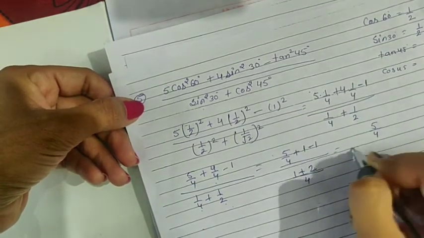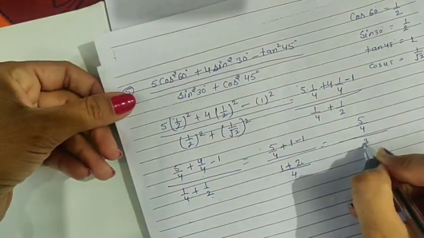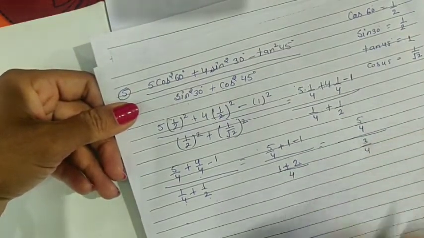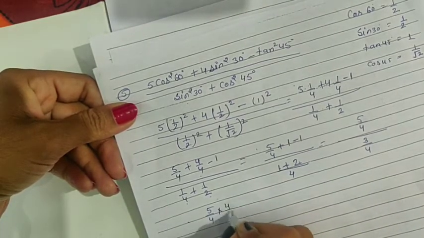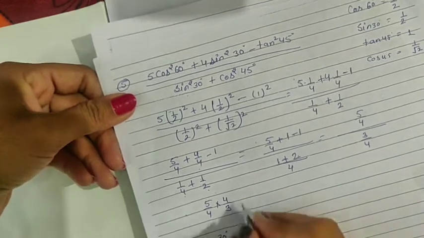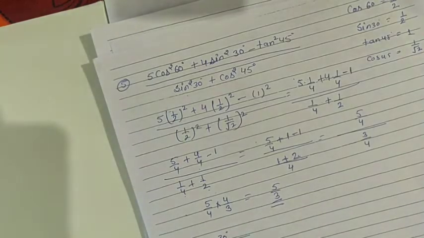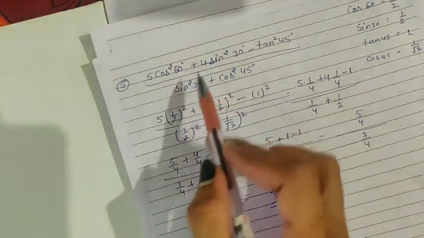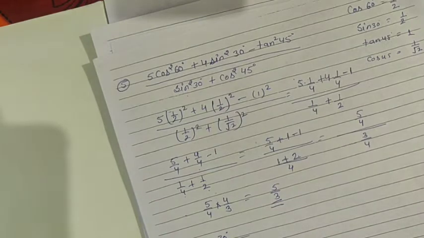So we get 5 upon 4 in our numerator. For the denominator we take LCM of 4 and 2, that is equals to 4. So 1 plus 2, because 4 is divisible by 2 two times, so 2 into 1, that is equals to 2. So 1 plus 2, that is equals to 3 upon 4. 5 upon 4 divided by 3 upon 4. So students, we can write this 4 upon 3. Okay, so when we solve this, we get 5 upon 3. So this is our answer, 5 upon 3. Students, you can see that we have to know the values of these 6 trigonometric ratios according to their angles, and then we can find our answer easily.